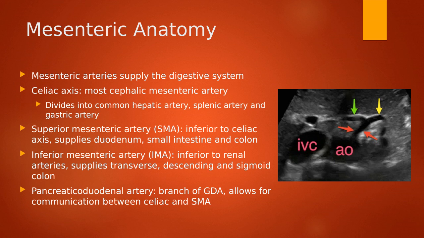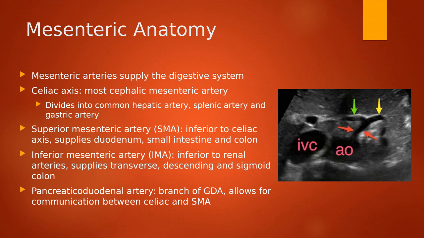Our SMA is going to be located slightly inferior off the aorta to the celiac. It's going to supply our duodenum, small intestine, and colon. Our IMA is going to come off the aorta below the level of the SMA, and below the level of the renal arteries as well. It's going to supply our transverse, descending, and sigmoid colons.